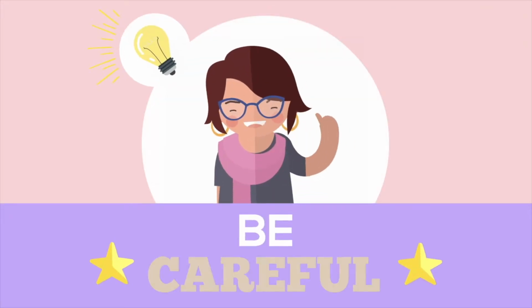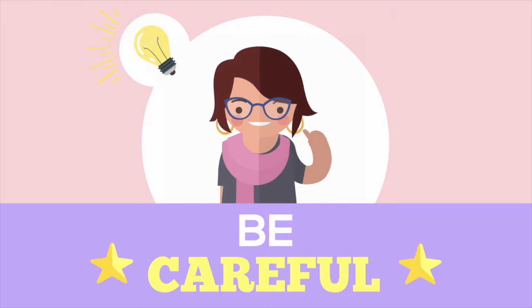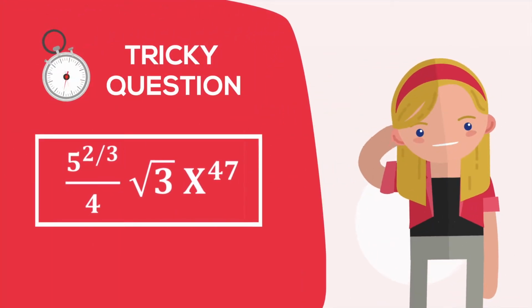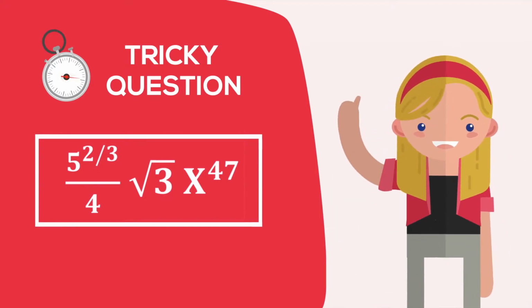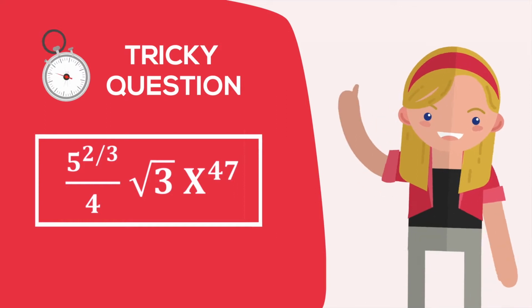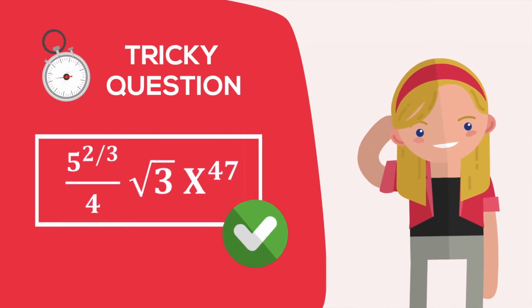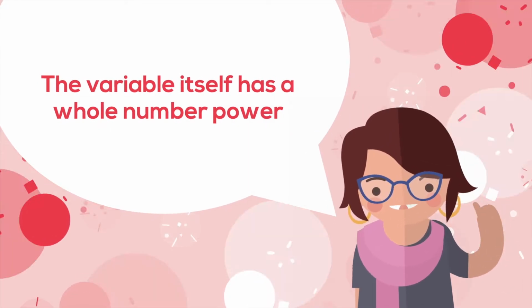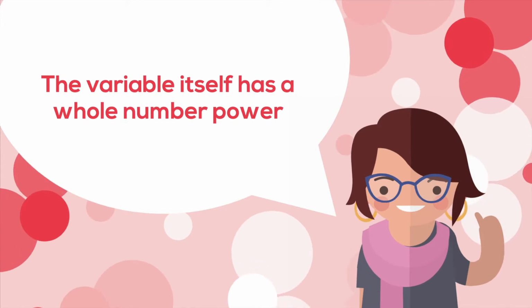Now be very careful on the following question. It is very tricky. The reason that it is a polynomial is the variable itself has a whole number power.